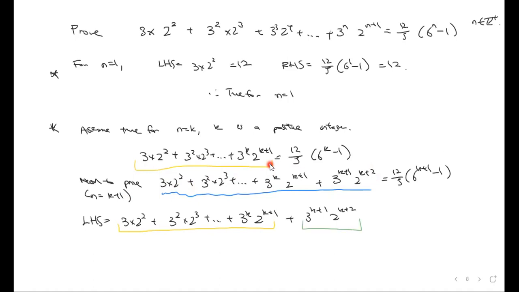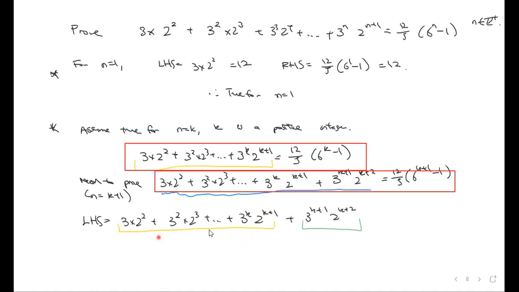But because this matches our assumption, which has to be used as we're trying to prove this, we now just replace this with our assumption. And from there, it should hopefully be clear algebra work. All right, so we've got 6 to the k plus 1 minus 1, and we want to get it in this form. So the first thing that might be helpful is to just take out the 12 over 5 and put everything in that bracket.